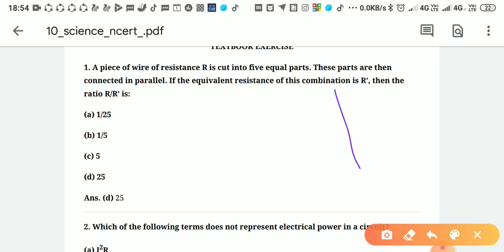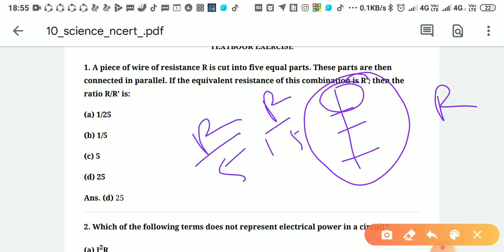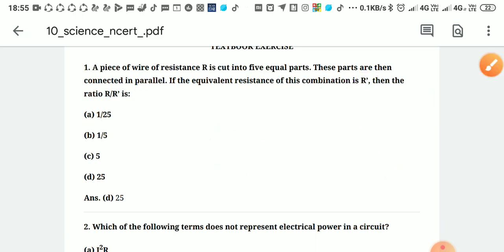Okay, we have a wire. We are cutting this wire into 5 equal parts. The total resistance of this wire is R. If we cut it into 5 parts, then one part has resistance R upon 5, another part also has resistance R upon 5. So we can say that there are 5 resistances of R by 5 each. Now we are connecting these 5 parts in parallel.